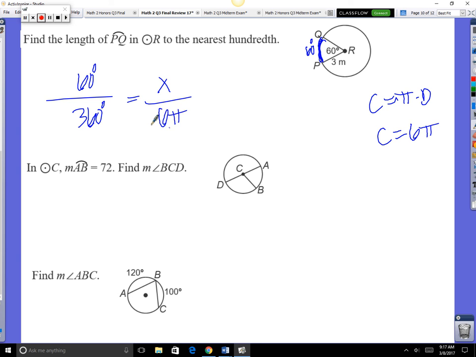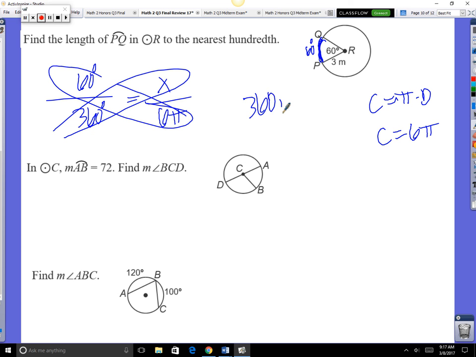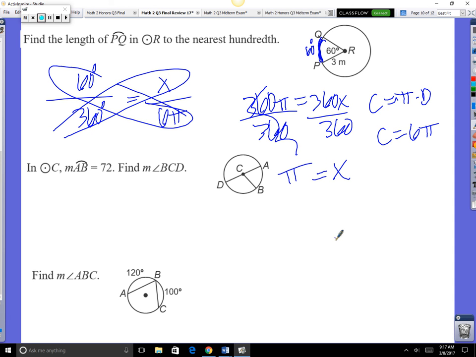And now once you get a proportion, just cross multiply. So 360 pi equals 360x. So divide by 360, divide by 360. So x is just pi. If they want it rounded to a decimal, x would just be 3.14.